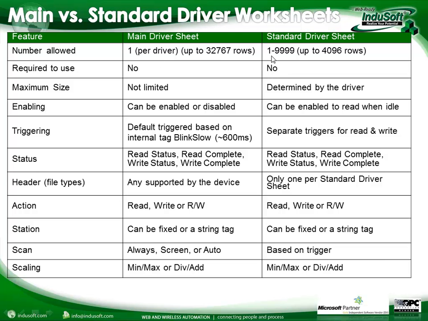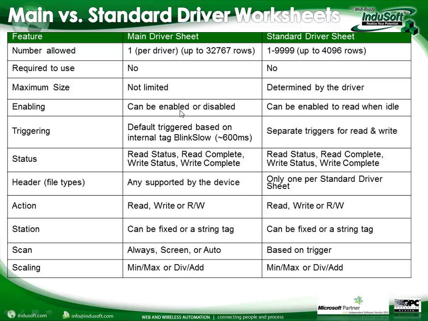You can have anywhere from 1 to 9,999 driver sheets per project. So you can put up to 32,767 addresses in the main driver sheet, and it will figure out and block those up accordingly and optimize the communications. Maximum size is really not limited except for the number of rows that you have in here, and this is really determined by the driver. Now this is the block size that the driver will support when reading blocks of addresses at a given time. So you need to pay attention to that depending on how many you can put in there in a row.